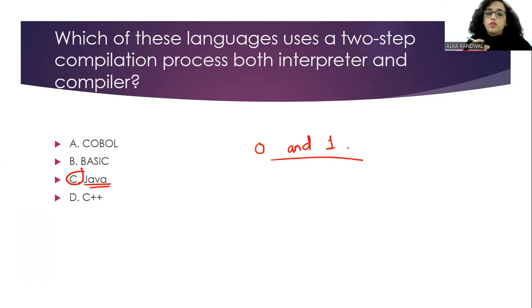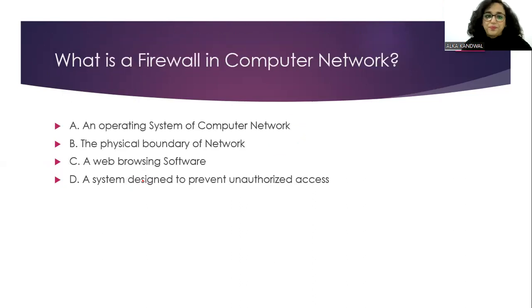So who provides that conversion? Compiler and interpreter. These are the programs which are used to convert a high level language to a machine level language. Machine level language is 0 and 1, the language of zeros and ones. So Java is a programming language which uses both, compiler as well as interpreter. So the correct answer is Java.